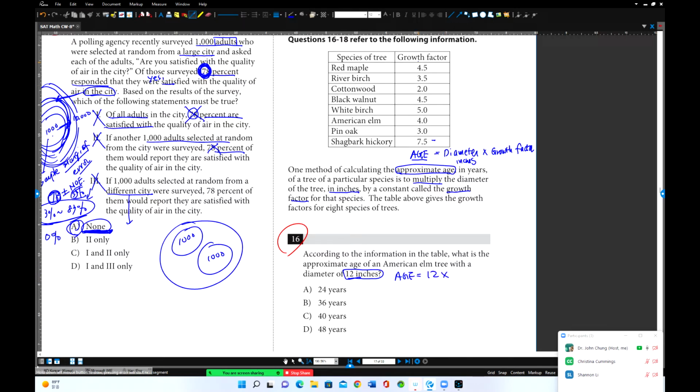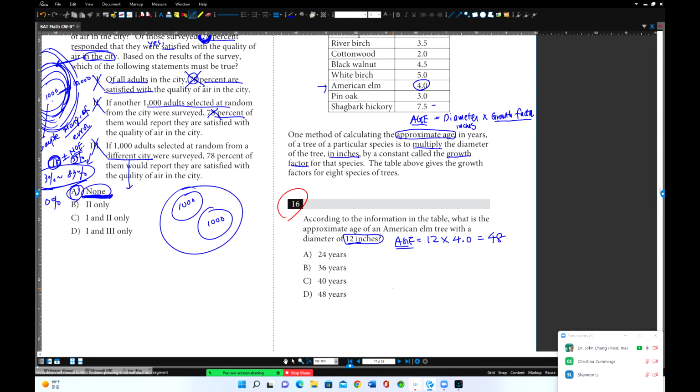So we're going to multiply by the growth factor, using the formula over there. So which one? Over here, American elm. This one is 4.0. So you multiply 4.0 by 12, and it will be a 48 year old tree. The age of this tree is 48 years. Okay, number 16 is 48 years.